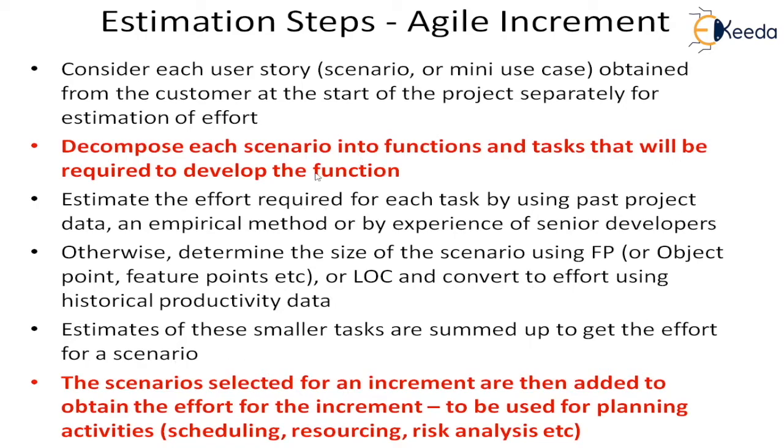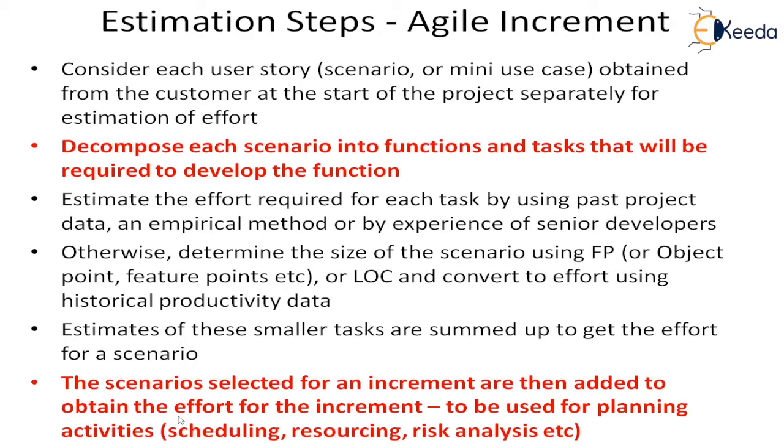So if we are doing it task wise, from here we will come to this point. The estimates that we have got, this is simply a sum. And in the case of a scenario, we are making LOC and converting. The scenarios selected for an increment are then added. Suppose we have got three scenarios in one increment or 5 scenarios in one increment. We have the estimate for each of those 5, so we will sum it up and we will get the effort of the increment.